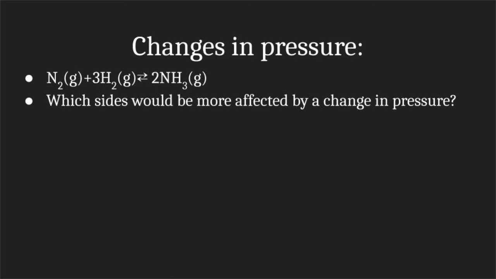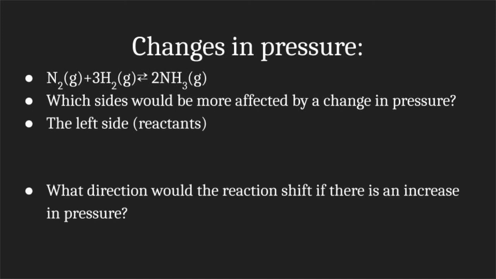On the left, we have 1 mole of N2 and 3 moles of H2. So we have 4 moles on the left, but we only have 2 moles on the right from the 2NH3. Therefore, the left side, or the reactants, will be more affected by a change in pressure. So if the left side is more affected by a change in pressure, how would an increase in pressure shift the reaction? Well, first thing, like always, is draw a seesaw.